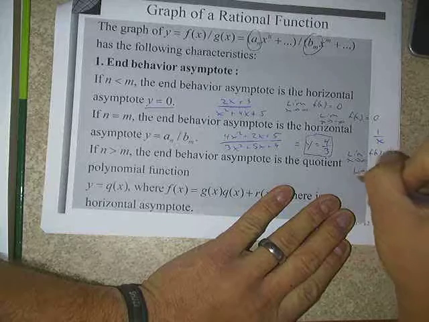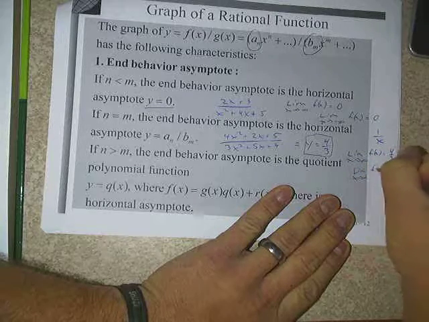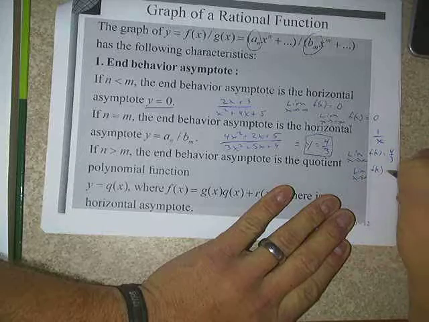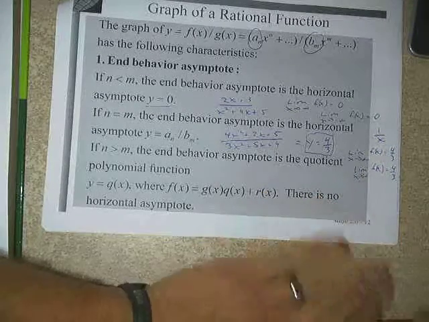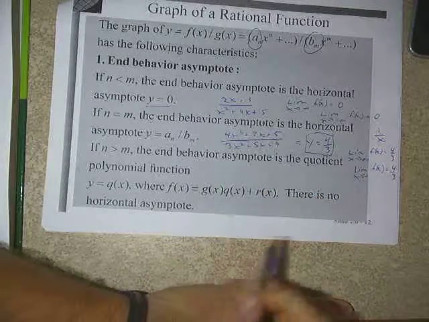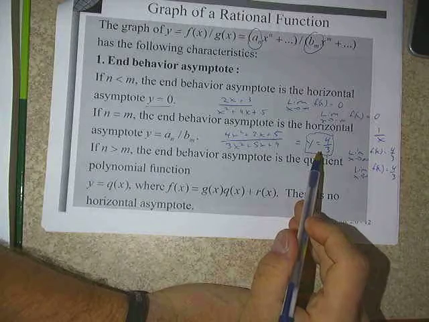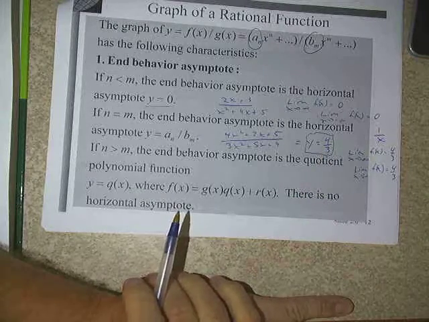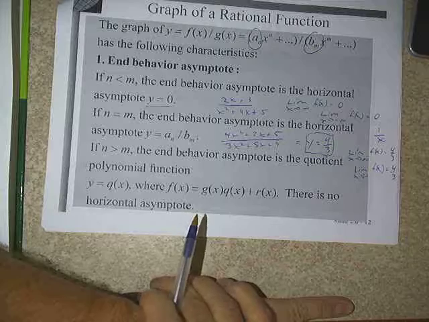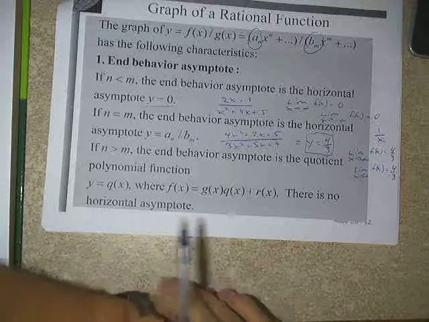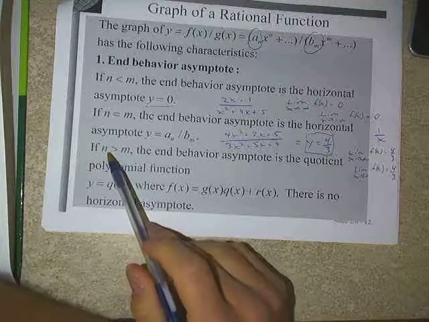And again, we would say the limit as x approaches infinity of this particular function would be 4/3, and the limit as x approaches negative infinity is also 4/3. So both of our limit statements would correspond to our horizontal asymptote, okay? And we can move on from there.